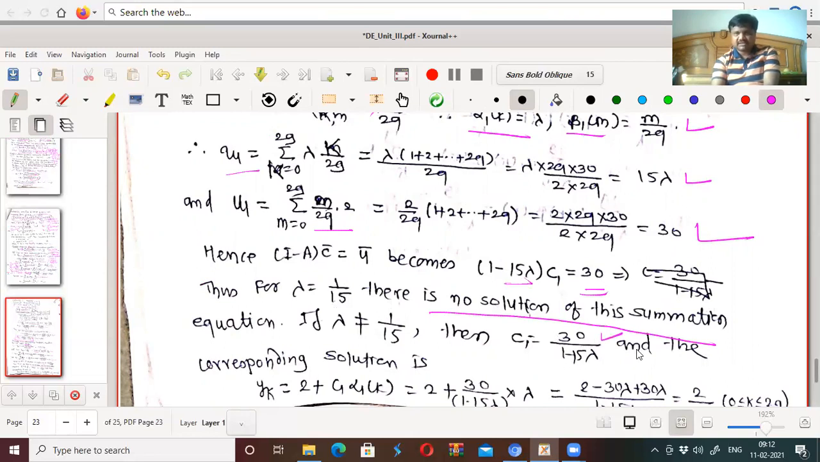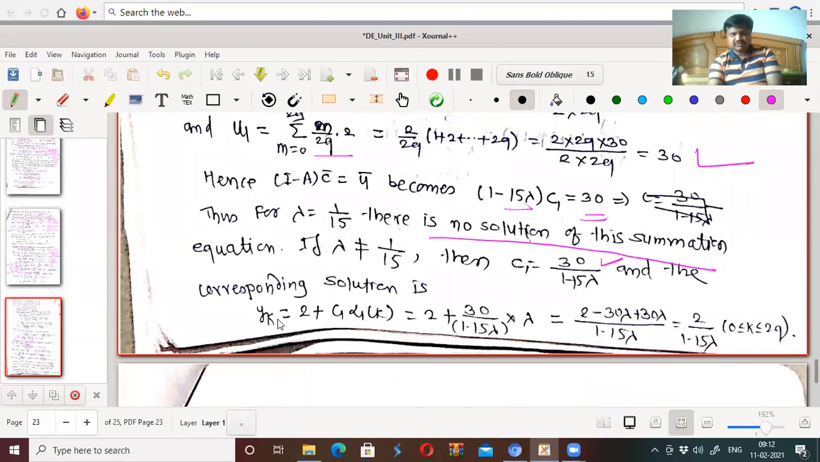C1 becomes 30 upon 1 minus 15 lambda, and the corresponding solution becomes yk equal to 2 plus c1 alpha 1k, that is 2 plus 30 upon 1 minus 15 lambda into alpha 1k, which is lambda. That can be expressed in this way: 2 upon 1 minus 15 lambda, where k lies from 0 to 29. This is just cross multiplication: 2 minus 30 lambda plus 30 lambda upon 1 minus 15 lambda, that is 2 upon 1 minus 15 lambda. But this holds when 1 is not equal to 15 lambda, that is lambda not equal to 1 upon 15. So in this way we can find the solution there.